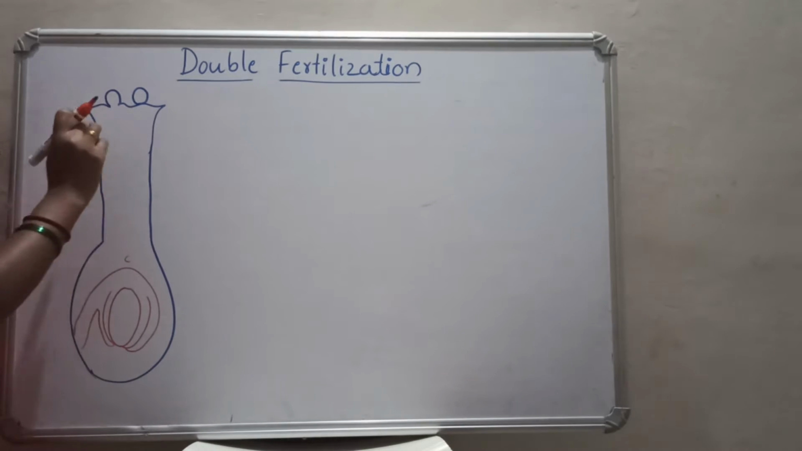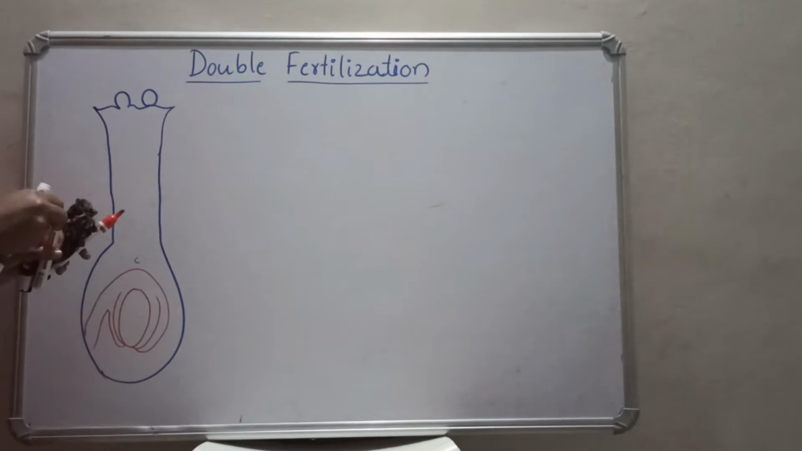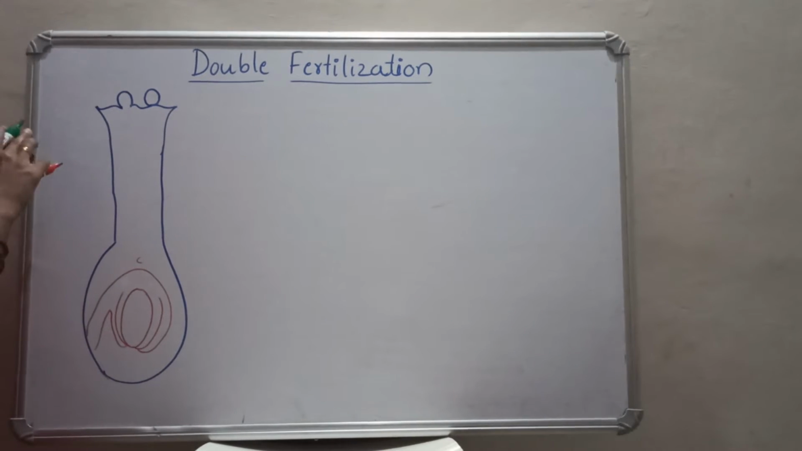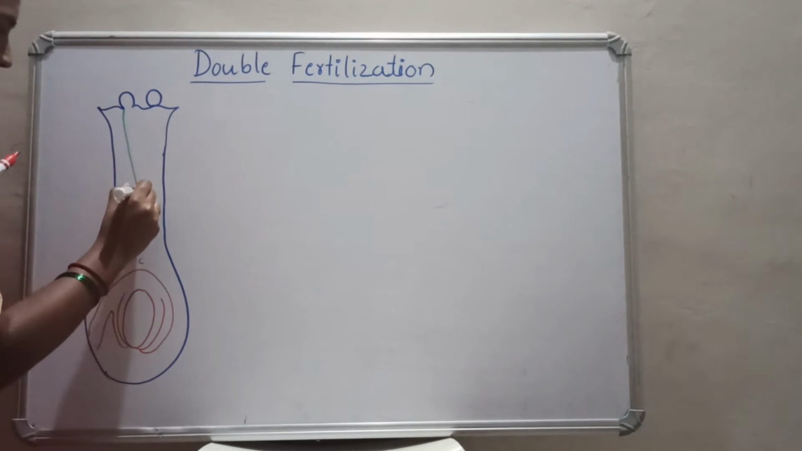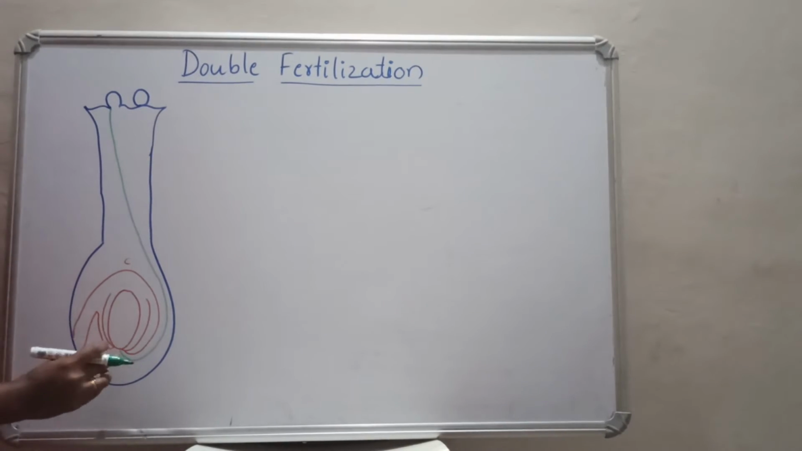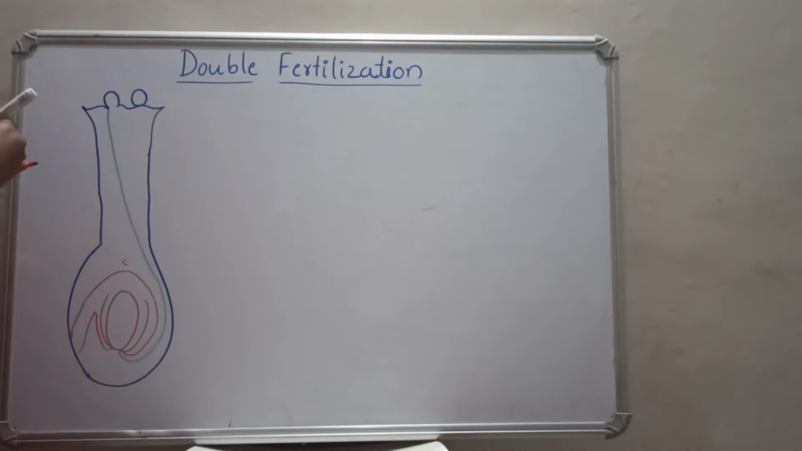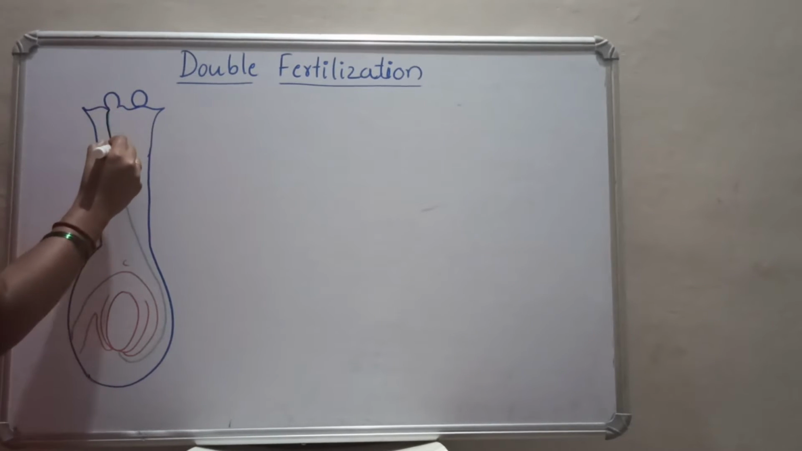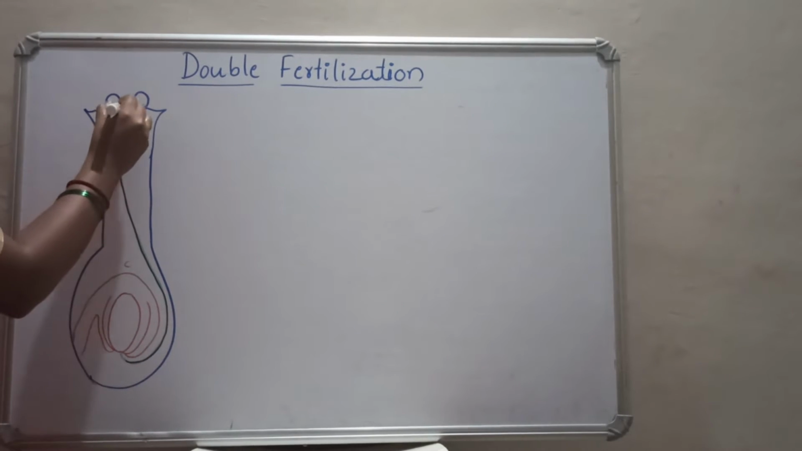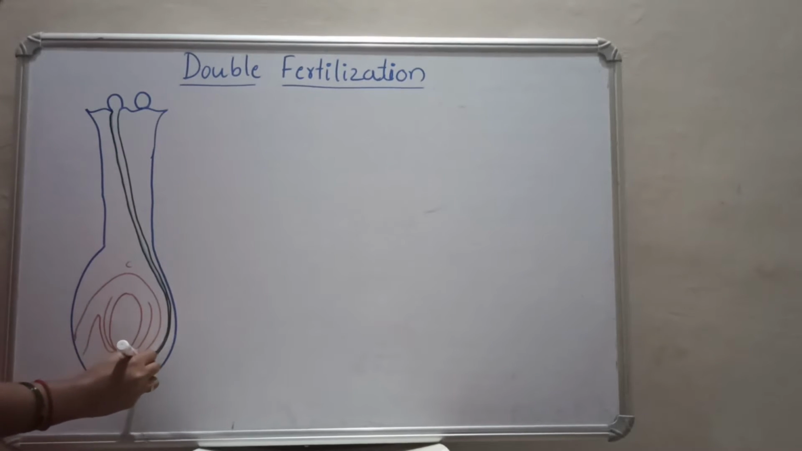After pollen-pistil interaction, only the compatible pollen grain produces the pollen tube. The pollen tube is formed and that pollen tube enters into the ovule. Here there are three possibilities of how the pollen tube enters into the ovule.